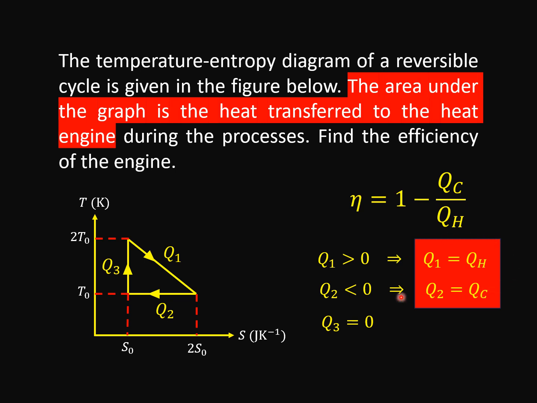So now what we need to do is to find the value of Q1 from the area under the graph, and also Q2 from the area under the graph. Please take note that this Q2, although it is the heat transfer from the heat engine to the cold reservoir, we will only consider the magnitude. So we always take the positive value for the Qh and the Qc, and after we find them, we will substitute into this formula to find the efficiency of the engine.